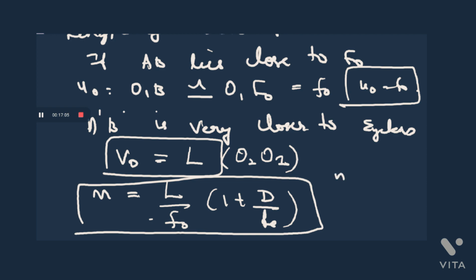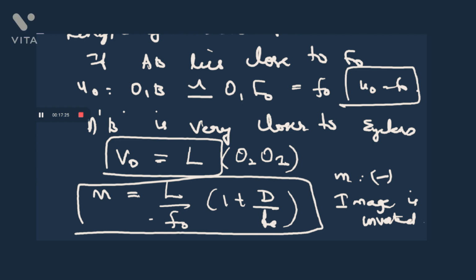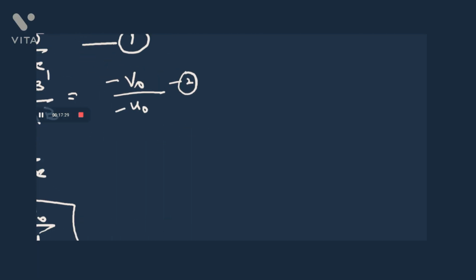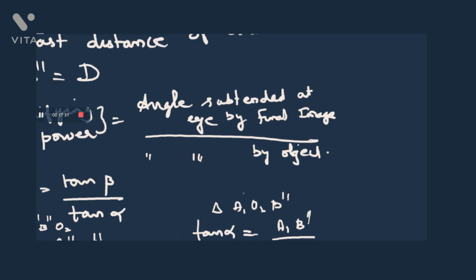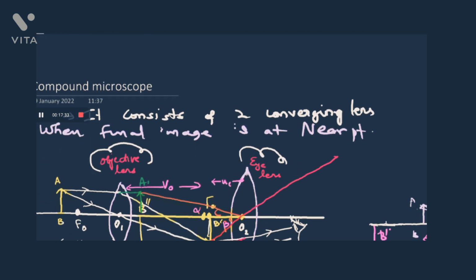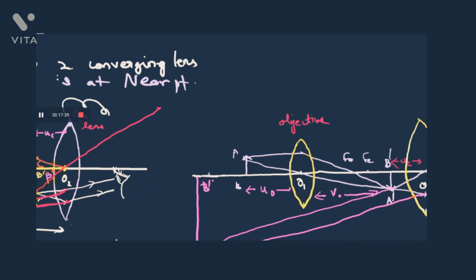If your magnification is negative, I can say that the image is inverted. And for large magnifying power, F naught and Fe both have to be small, right? That means F naught should be lesser than Fe. This is your idea. And now when the final image is at the near point, we have done that.